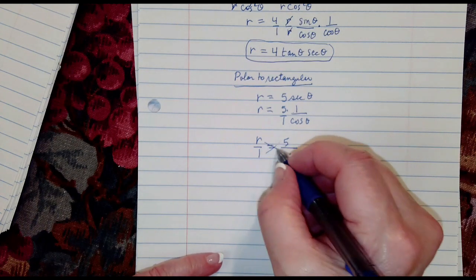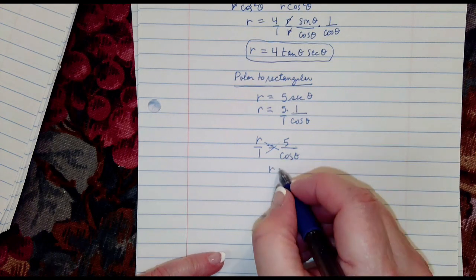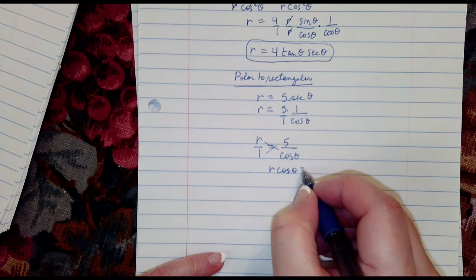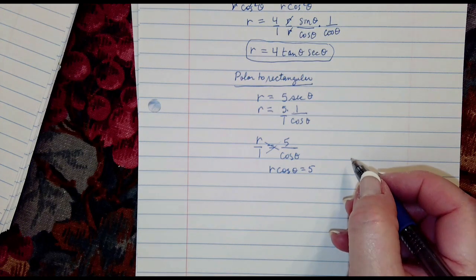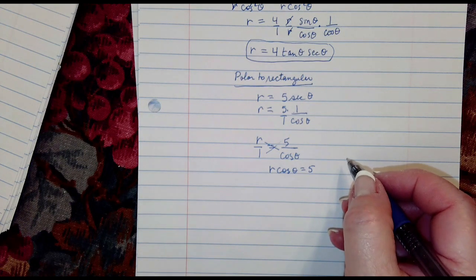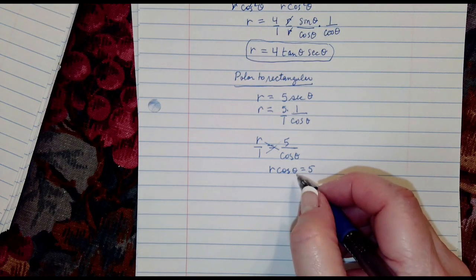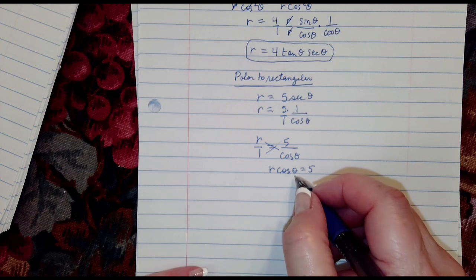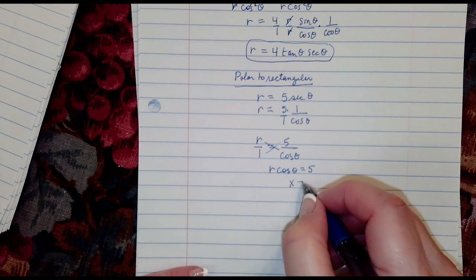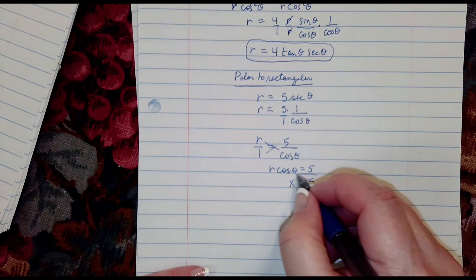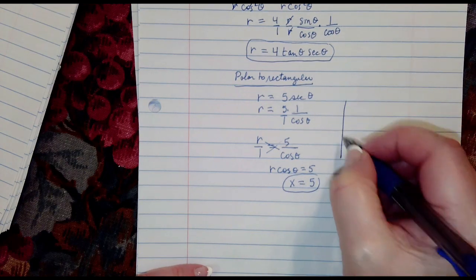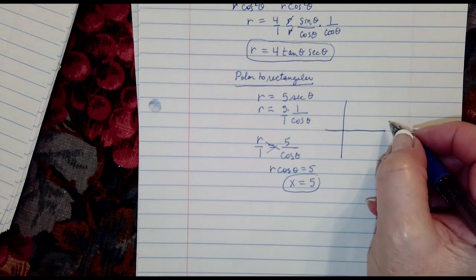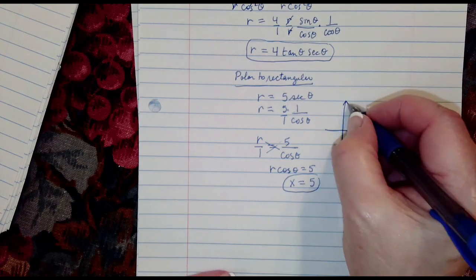So if I cross multiply, I'm going to get r cosine theta equals 5. So what does your conversion table tell you for r cosine theta? R cosine theta is going to be x, and then we've got x equals 5. Now, how would I graph x equals 5? Now, what have I told you? What words did I say to use when you're talking about x equals 5?